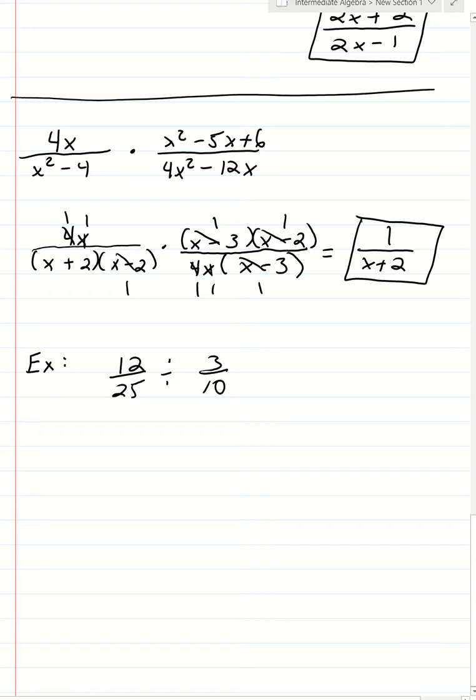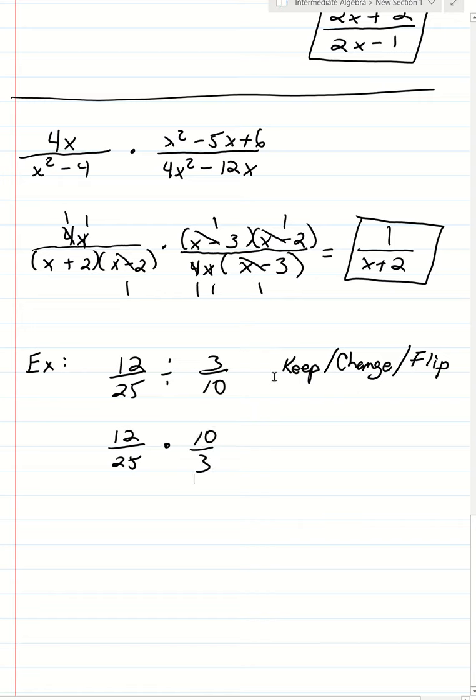A lot of times students like to remember keep, change, flip as a way of dividing fractions, because we're going to keep the first fraction. We're not going to do anything with the 12/25. We will change the operation of division to multiplication. But then, of course, we have to flip the fraction, the number that comes after the division. And if we flip 3/10, we use the reciprocal of 10/3.